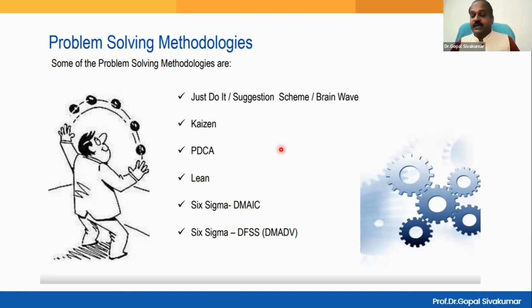That's correct. See, the whole idea of DFSS, Design for Six Sigma, is to produce a product which is readily acceptable in the first launch. Your first launch itself should be acceptable. That idea is DFSS.